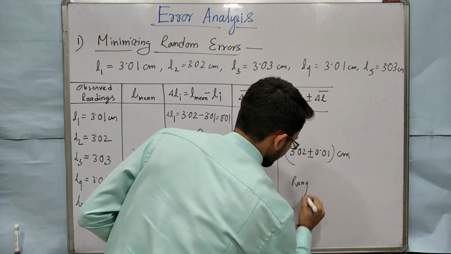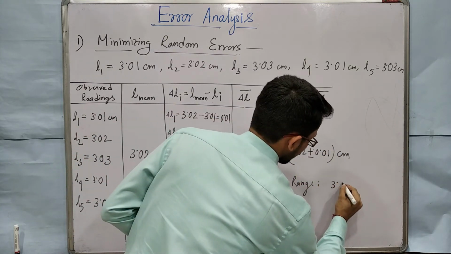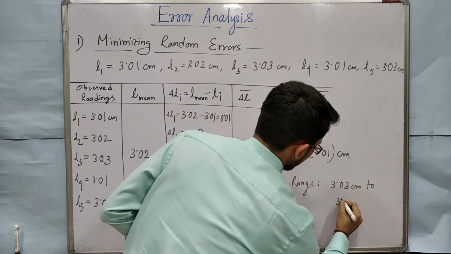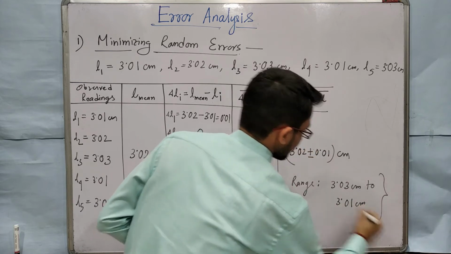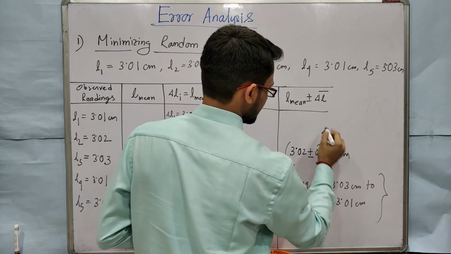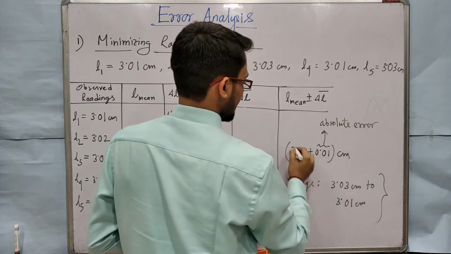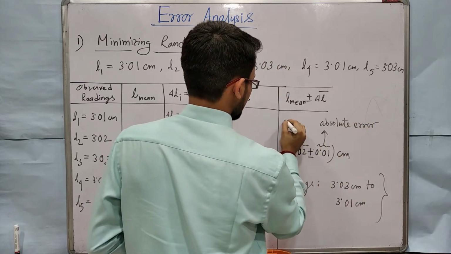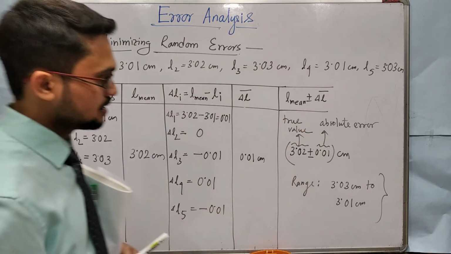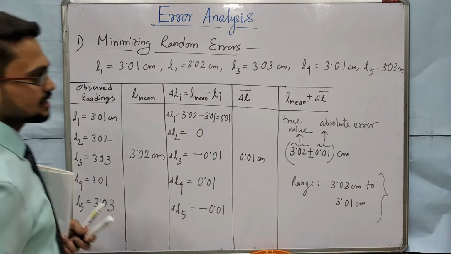So the range will be this plus this, so 3.03 centimeter, to this minus this, 3.01 centimeter. This is the range. Okay. Now this 0.01 is known as the absolute error, and this part is known as the true value. Okay, understand? Now, how to calculate absolute error from this, that we have understood.